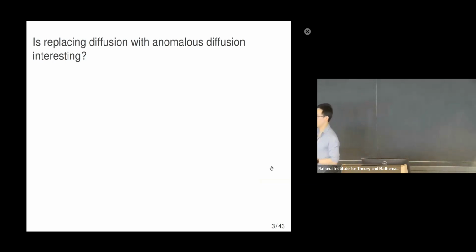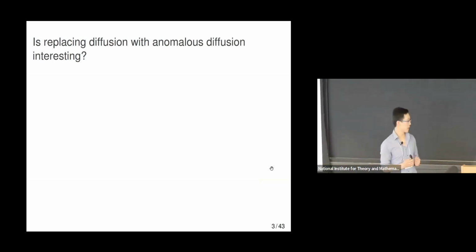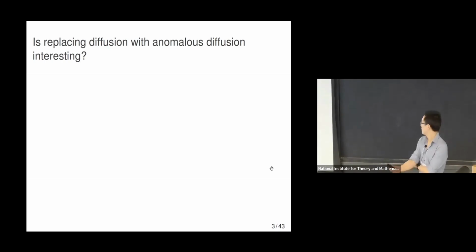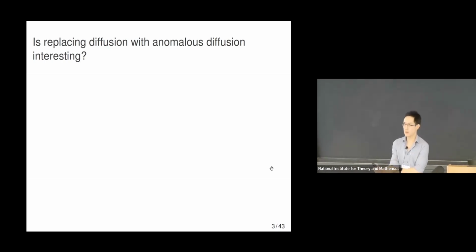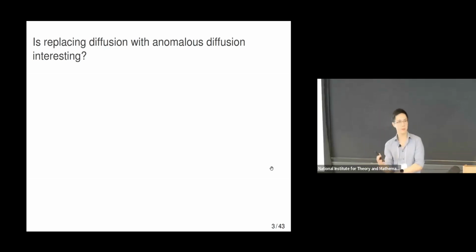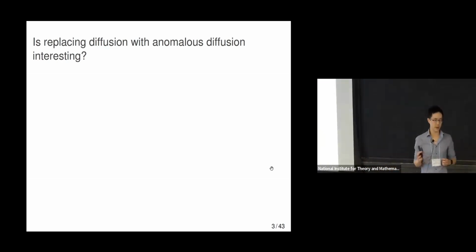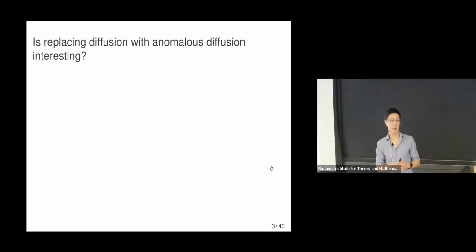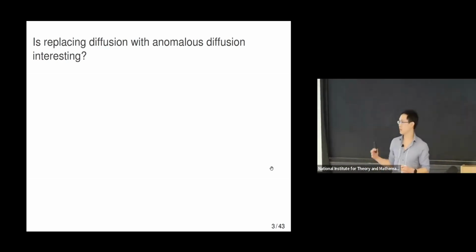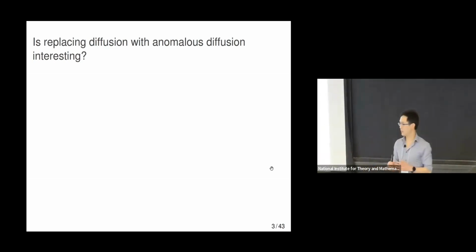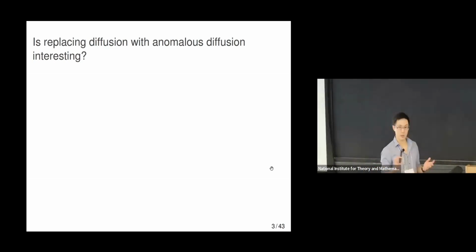So I made this slide in response to a remark that was made yesterday. A lot of times, you see a problem and you say, I'm going to replace diffusion by some kind of anomalous diffusion and let's see what happens. A lot of times it creates a lot of work, but at the end you don't really get something qualitatively different. You see maybe a different prefactor, a different scaling, but really no new phenomenon. And part of this talk is going to be guilty of that as well.